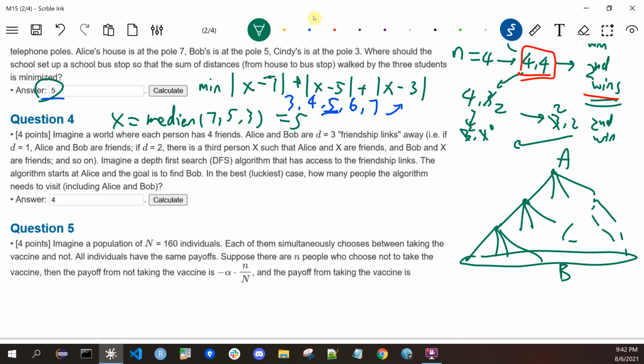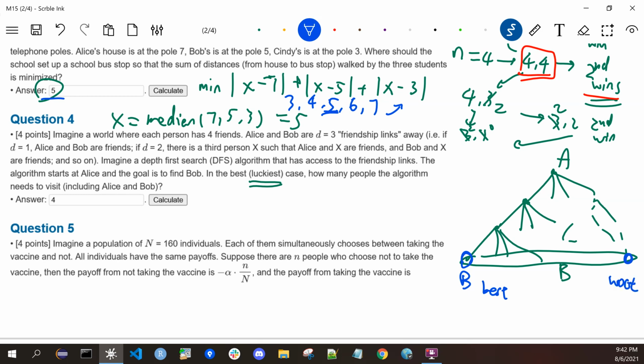Here we are asking about the luckiest case. There are 2 versions of this question. One is asking for the best case, one is asking for the worst case. It doesn't matter which algorithm you use, BFS, DFS, or IDS. The best case is always B is the first one that we search in the new level. And the worst case is always the last one in the current level.